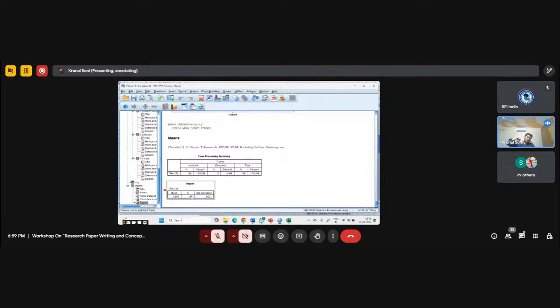There was a question which I had asked in terms of a Likert scale: one was strongly disagree, two was disagree, three was neutral, four is agree, and five is strongly agree. Out of that, the mean is coming to 4.06.